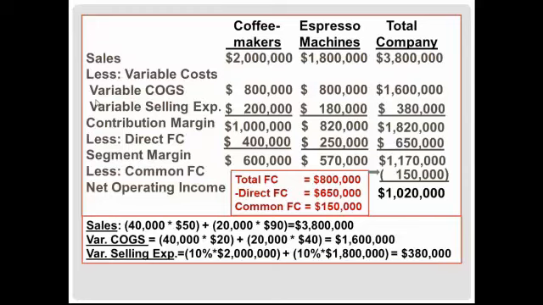So you can see this is what a segmented income statement looks like. We will compute the net operating income for the entire company, but when we're trying to evaluate coffee makers and espresso machines as segments, we would want to use the segment margin.